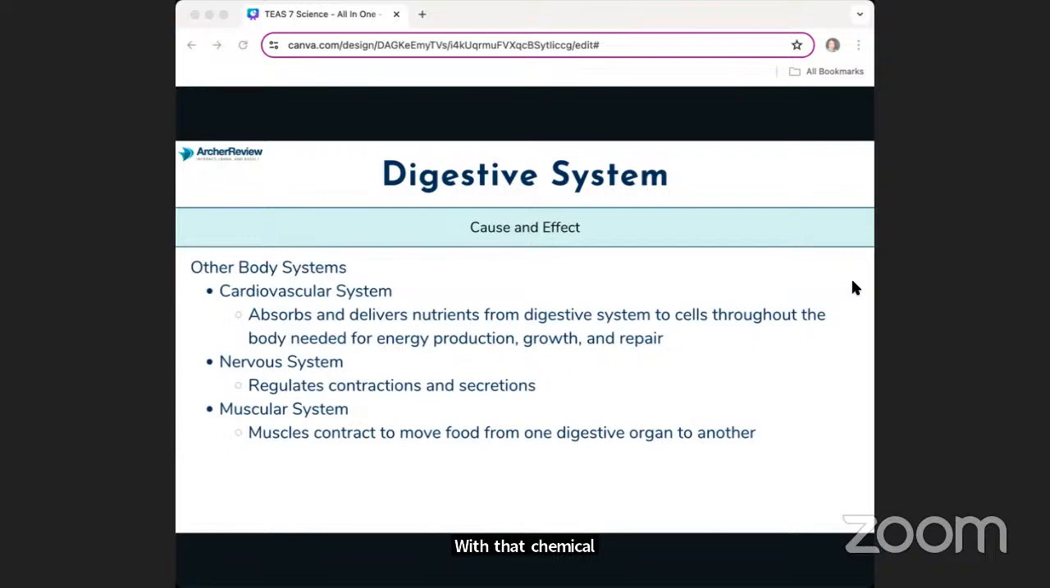And finally, the muscular system, because you've got smooth muscle, your stomach, in the digestive system, and its job is to move the food from one organ to the next. So the muscular system is closely connected. It's actually directly involved with the digestive system.